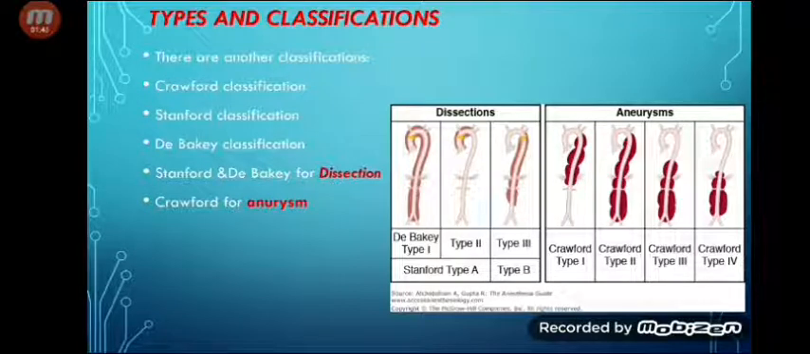There are other classifications. These classifications are used especially for thoraco-abdominal aneurysm. These classifications include Crawford classification, Stanford classification, and DeBakey classification. Of course, Stanford and DeBakey are for dissection, and Crawford is for aneurysm. This table in the slide shows DeBakey and Stanford and their classification for dissection, and Crawford, a classification for aneurysms, each according to its extent, especially for thoraco-abdominal aneurysm.